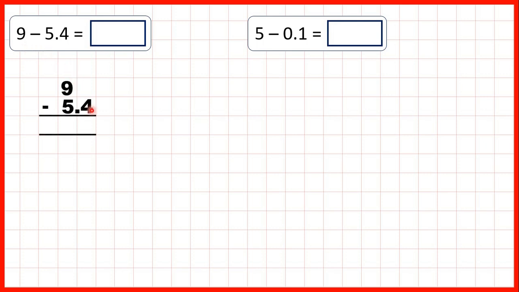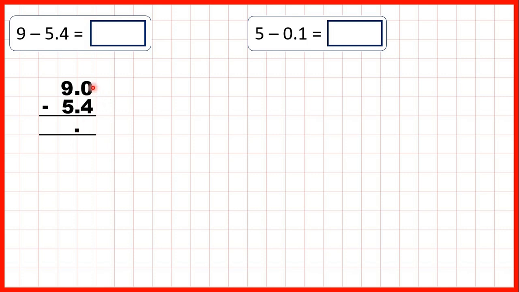9 minus 5.4 can be written out with the 5 ones underneath the 9 ones. But now 9 is the same as 9.0. You can always write .0 on the end of a whole number because all .0 tells you is that you don't have any tenths. So now we've got our ones and tenths columns lined up, we've got our decimal points lined up, so we can copy the decimal point down into our answer, and I like to do this first so that I don't forget.